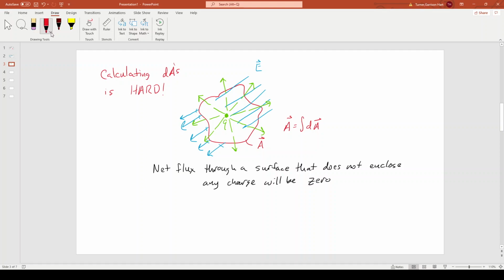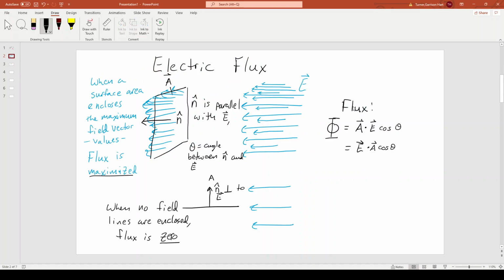So, remember the flux is equal to E dot dA, or E dot A, actually. And in fact, I think I need to adjust this formula. The dot product automatically has the cosine in it. So the dot product is the product of the magnitudes times cosine theta. So that is appropriate. I apologize for the mistake.